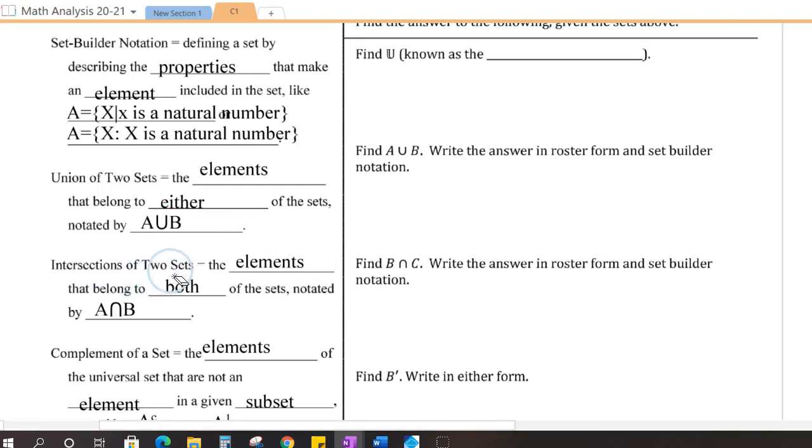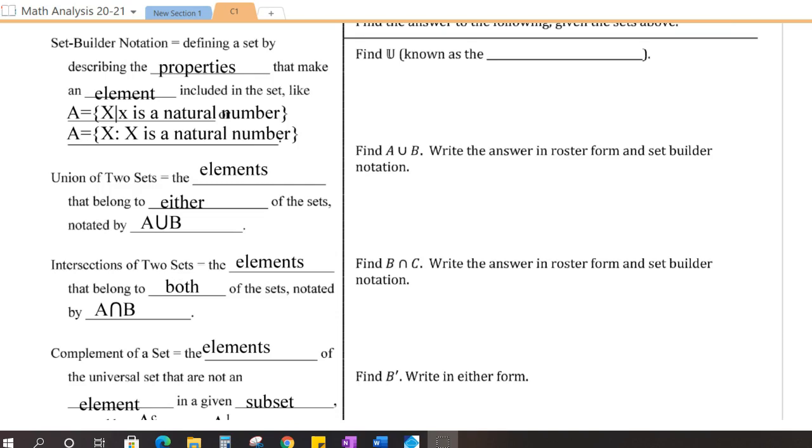An intersection of the two sets are the elements that belong to both of the sets, notated by A, upside down U, B. You need to know the names. That's an intersection. So A intersection B. So a union is anything that is in either of the sets, whereas the intersection has to be in both.